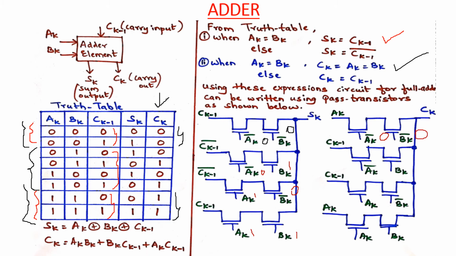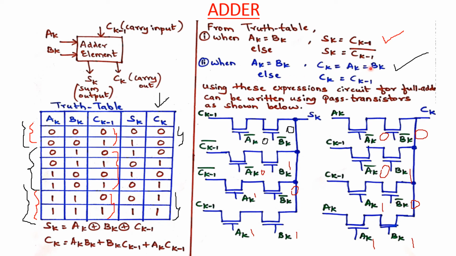if A is 0, B is 0, A is 0, B 1, A 1, B 0, A 1, B 1. So A 0, B 0 can be written as A bar B bar, A 0, B 1 can be written as A bar B, A 1, B 0 can be written as A B bar, 1 1 can be written as A and B.